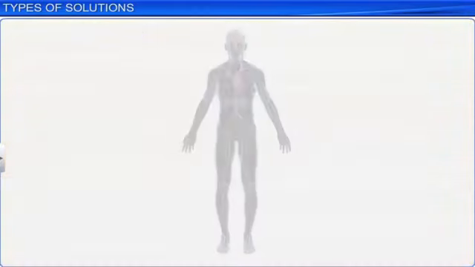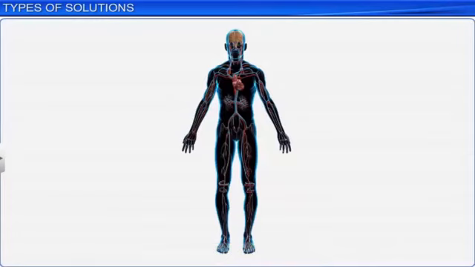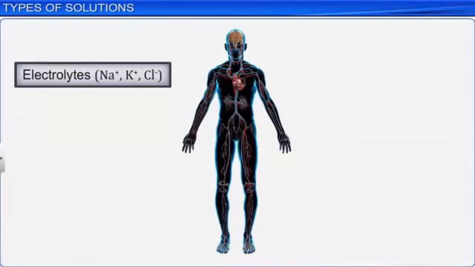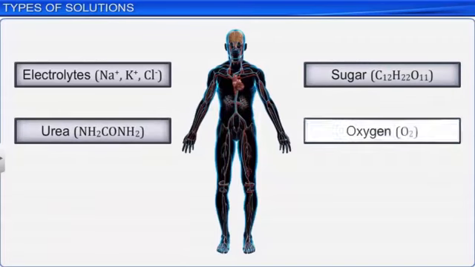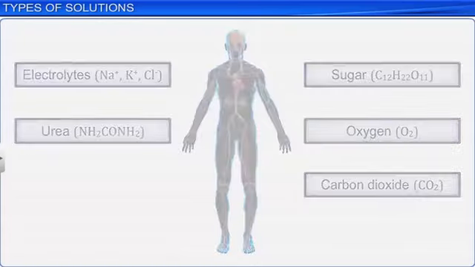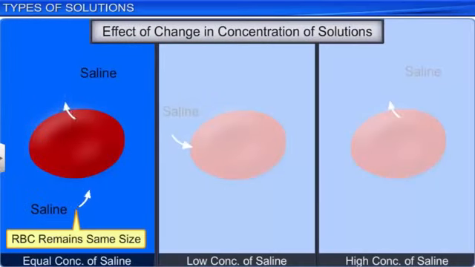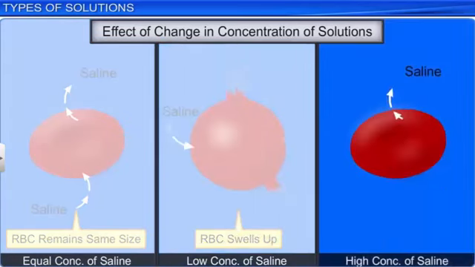Body fluids are examples of complex liquid solutions containing many different solutes like electrolytes, sugar, urea, oxygen and carbon dioxide. The importance of the concentration of solutions can be seen from the fact that any change in their concentration can have a significant impact on the living system.